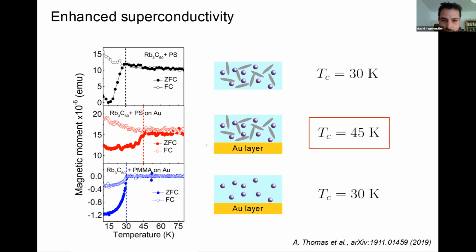And I would like to emphasize here that there is no external laser or light used in this measurement. So this is really an effect of the vacuum electromagnetic field.